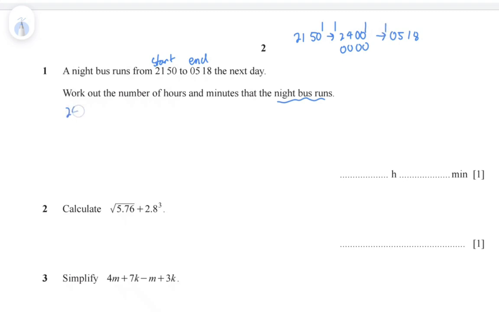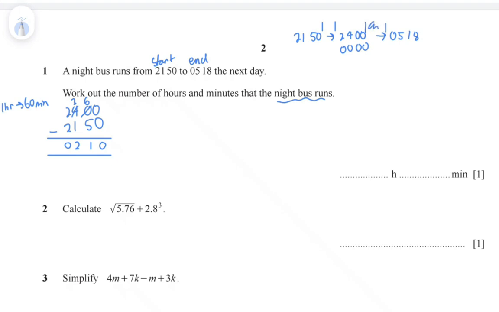To do that, we will first find the first duration, which we will subtract our starting time at 21:50 from midnight. So, as we can initially see, we cannot subtract 5 from 0, so we'll convert one of these hours into minutes, which we know is 60 minutes, so we will write this as 6. Then subtracting, we can see that the first duration is 2 hours and 10 minutes.